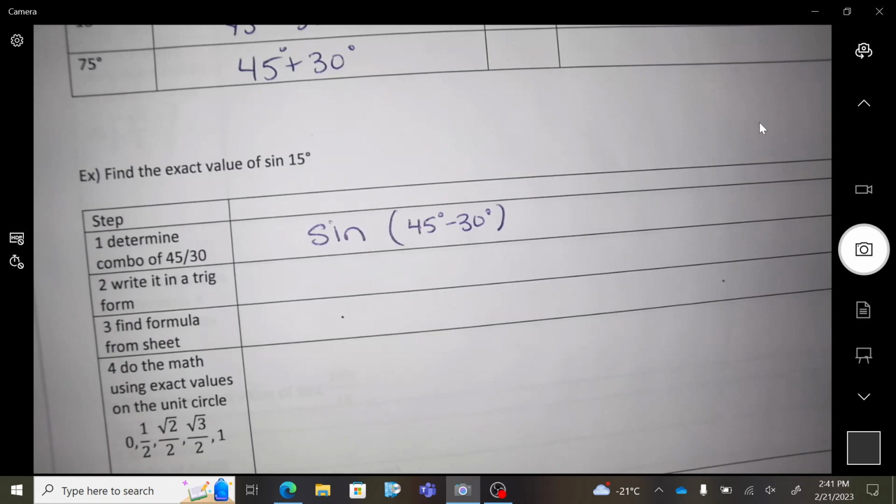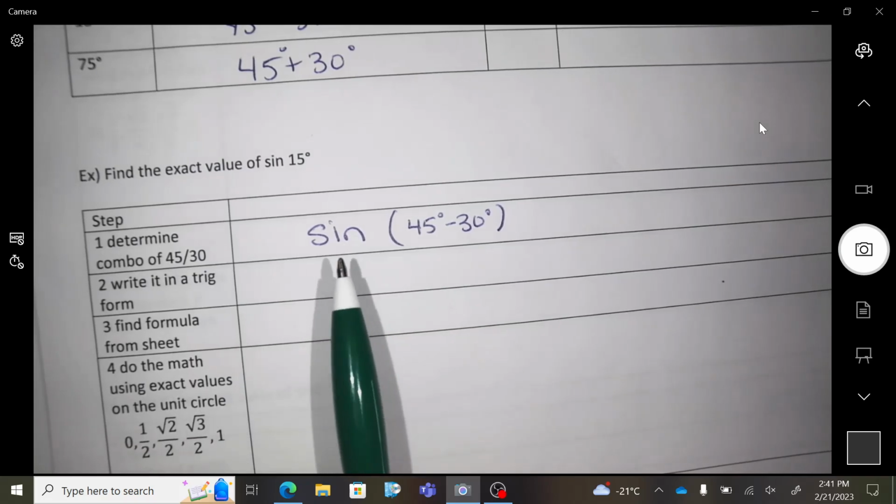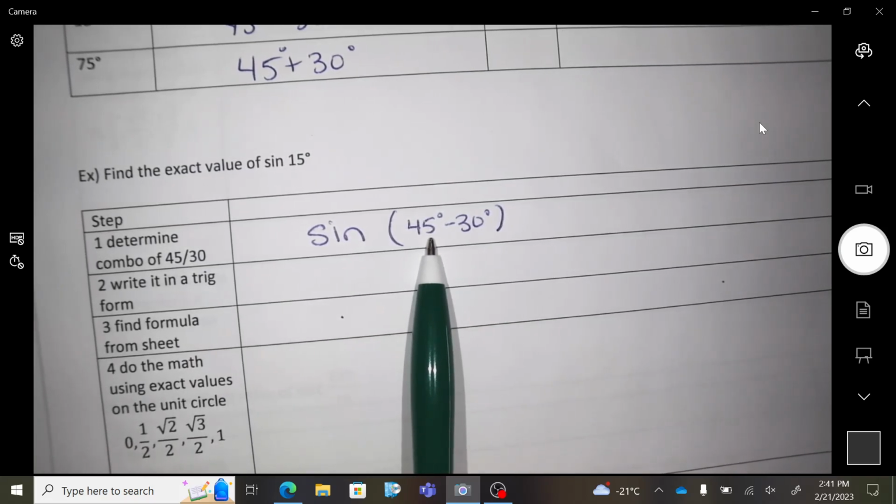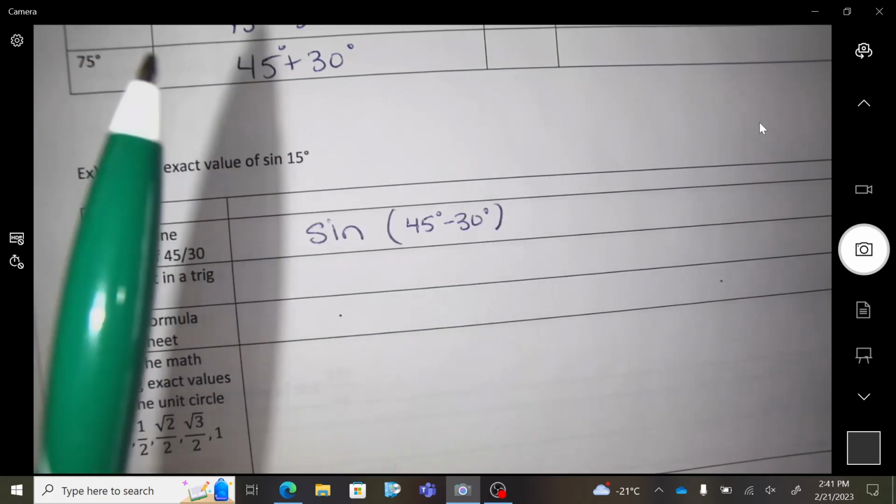Sine of 15, I don't know anything about. Okay, we're finding that right now. I'm going to look for something on my formula sheet. So I'm on to the not unit circle side.